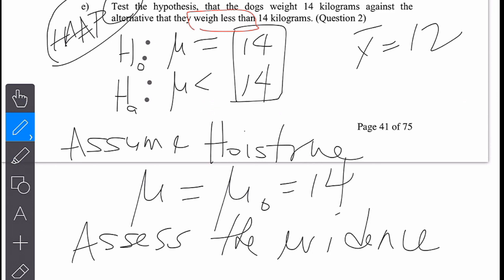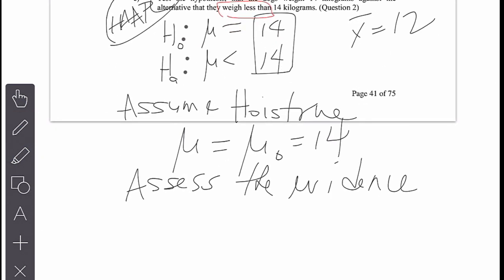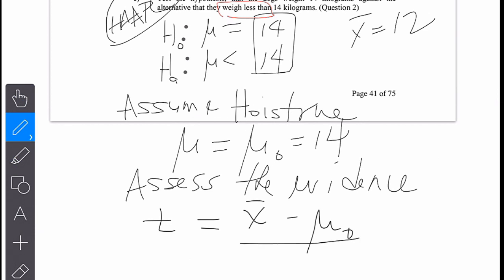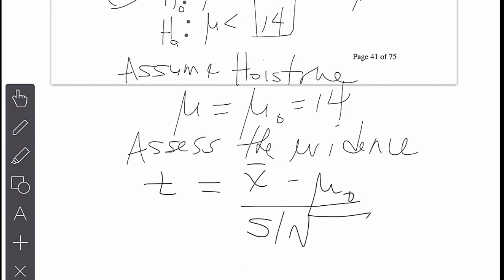And we're going to say that t is equal to x bar standardized by the hypothesized mean and divided by the standard error, which is s over square root of n.